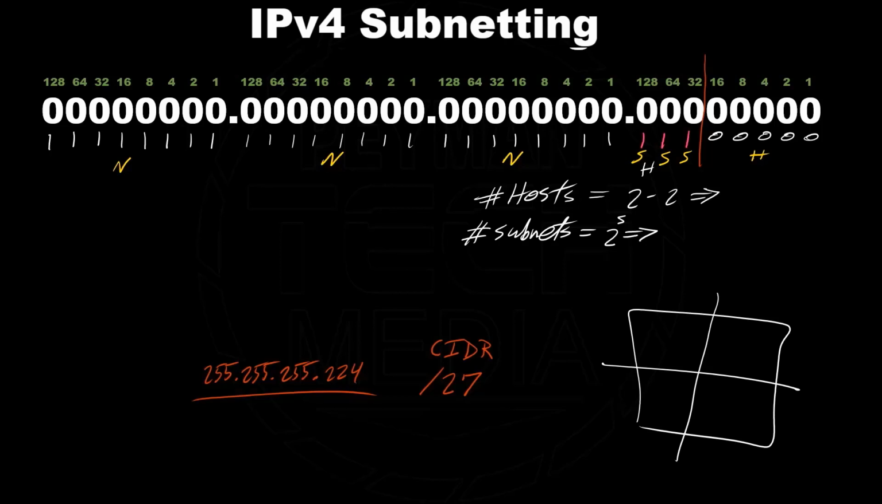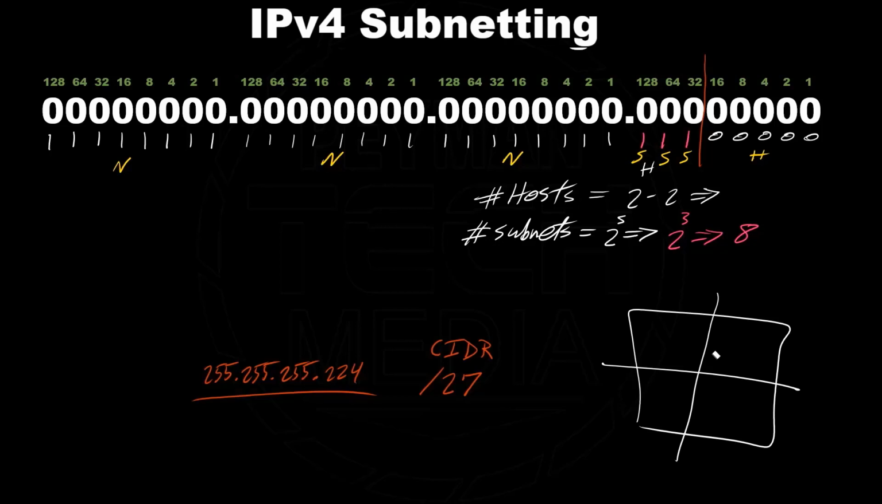So in this case, how many subnet bits do we have? 1, 2, 3. So we borrowed 3 bits from the host bits, right? So these are our subnet bits. So it is 2 to the power of 3, which is 8. So it gives us 8 subnets. And in each subnet, we will have 30 available IP addresses.